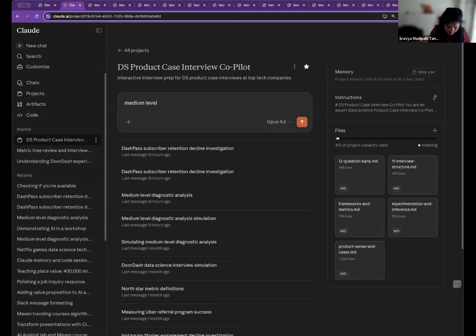Let's try Meta. Another thing, I didn't give it the prep files of DoorDash here, guys. I gave it the prep file of overall analytics, because if I want this Copilot to work for DoorDash specifically, I would give it DoorDash specific things. And that would make this even more specific for the interviewer targeting. But this is a generic product case interview Copilot. Medium level diagnostics, investigation, diagnostic analysis.